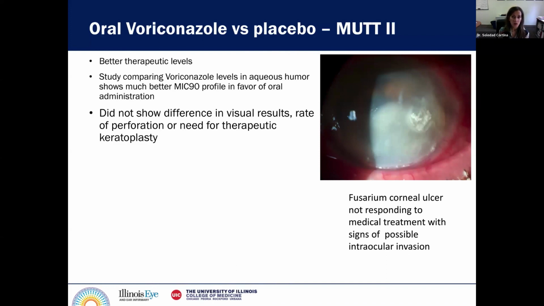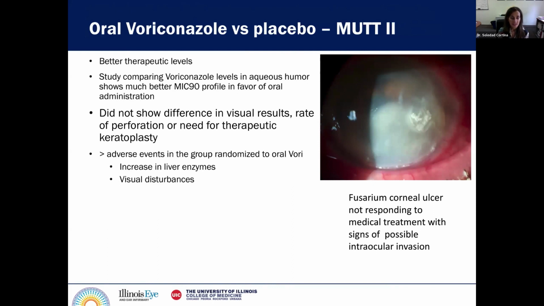The study design was patients were treated with their topical antifungal, and then voriconazole versus placebo orally was given to all of these patients, and they were randomized for each arm. And it did not show a difference in visual results, rate of perforation, or need for therapeutic keratoplasty, whether they had oral voriconazole or placebo.